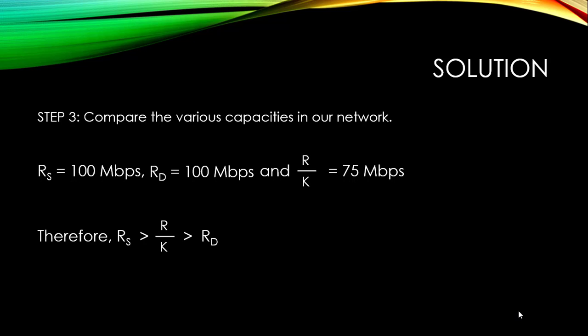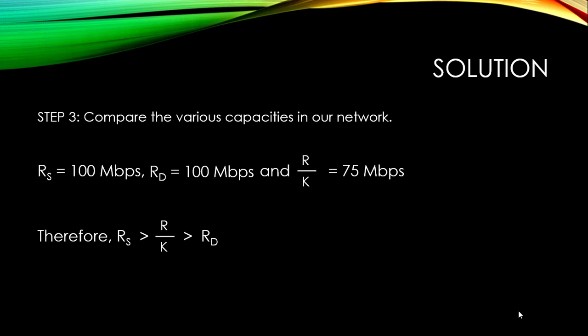Then, when we do the comparison of our various capacities, notice we didn't have to recalculate or reconvert anything because we already had done the previous work for steps 1 and 2, and that carries over for question number 8. Instead, we now need to compare the capacities since we now have new values. RS is 100 megabits per second, RD is 100 megabits per second, and our common link, as divided out by K number of destinations, is 75 megabits per second.